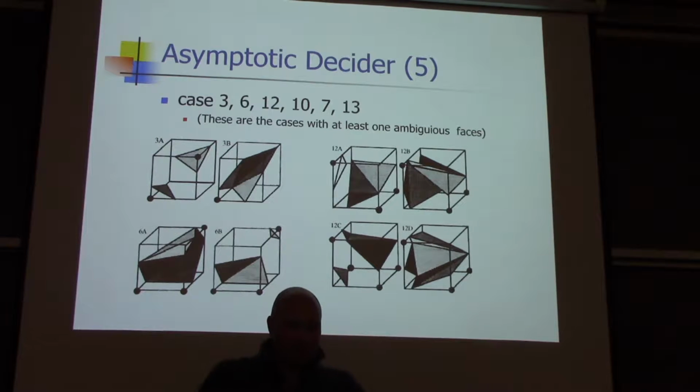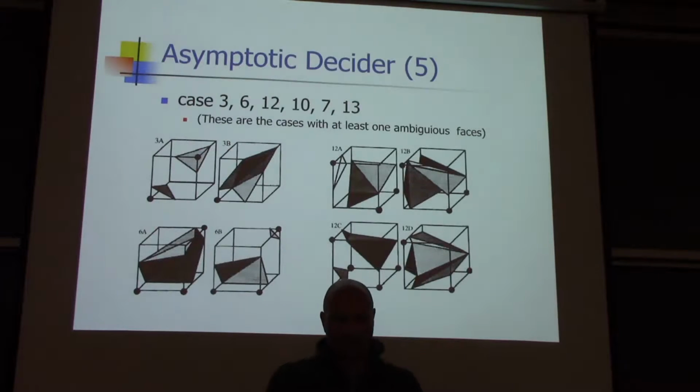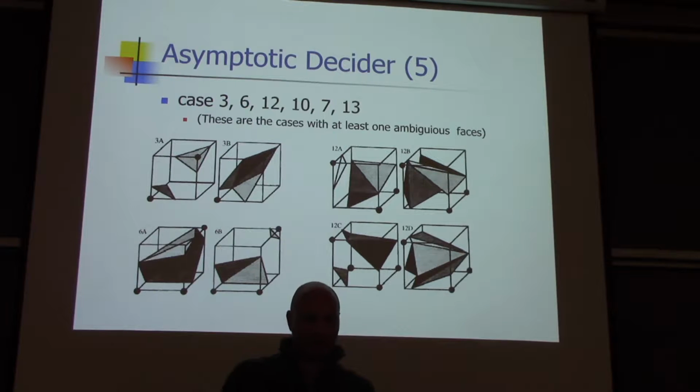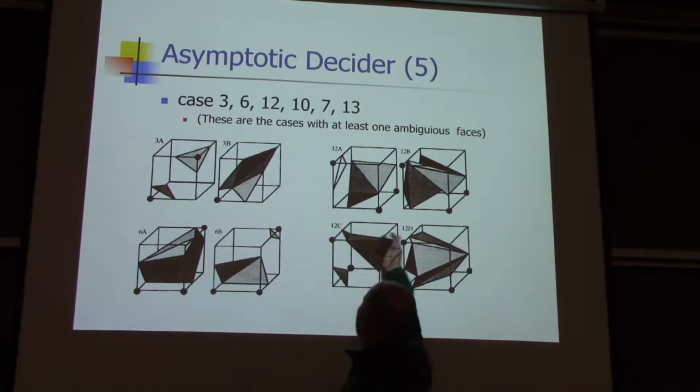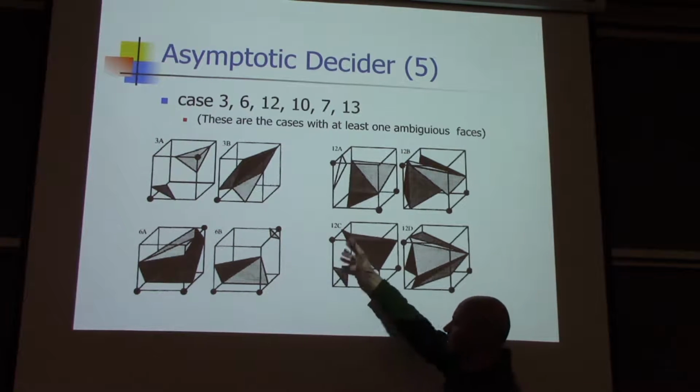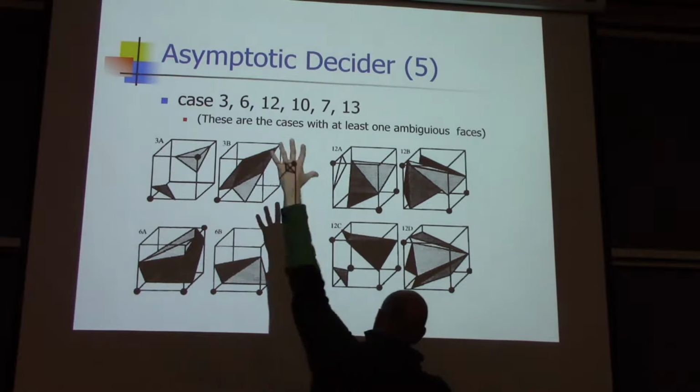So we go back to the cases 3, 6, 12, 10, 7, and 13. These are cases with at least one ambiguous face. And this is exactly what the asymptotic decider would let you solve: these cases where you don't really know if the isosurface is going out this way or if it's going out this way.